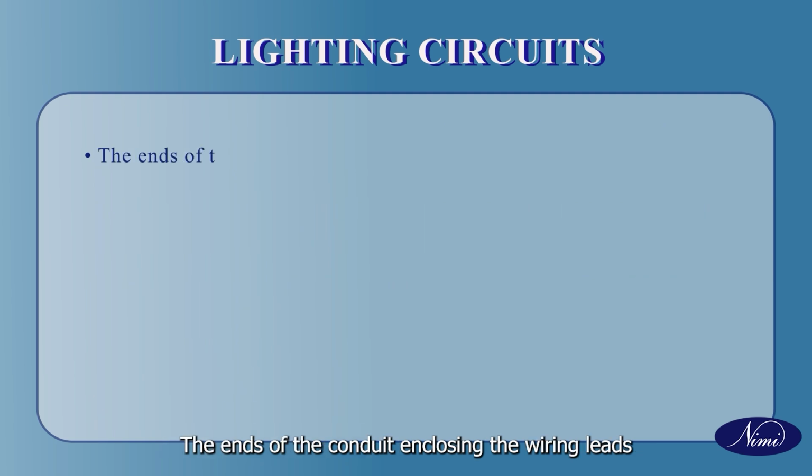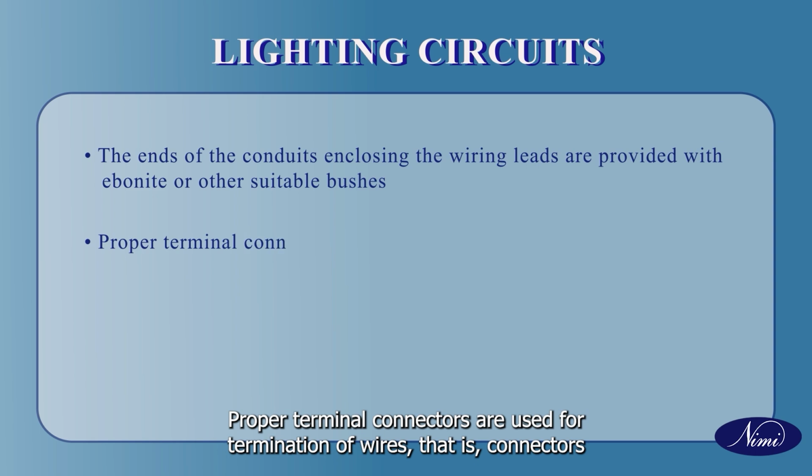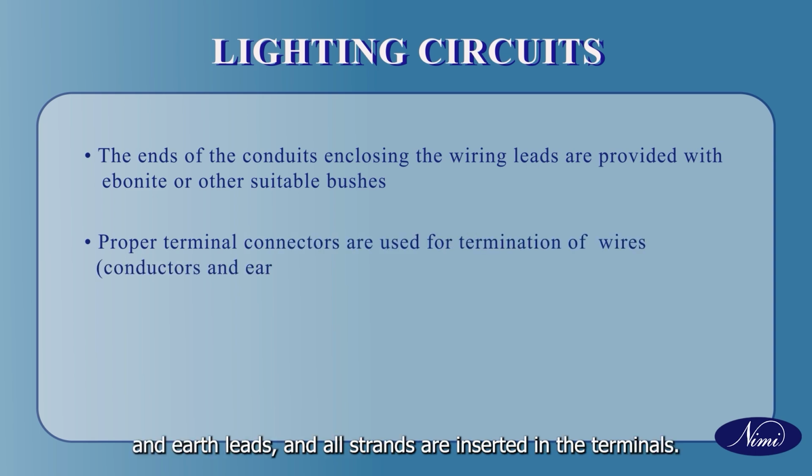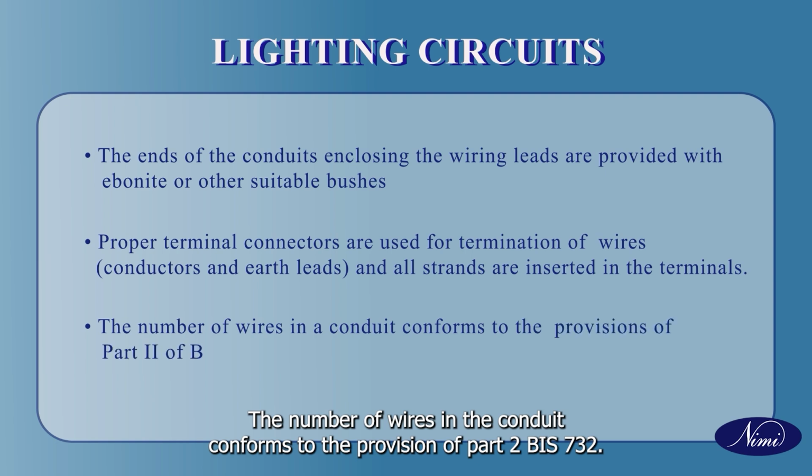The ends of the conduit enclosing the wiring leads are provided with ebonite or other suitable bushes. Proper terminal connectors are used for termination of wires, that is, connectors and earth leads, and all strands are inserted in the terminals. The number of wires in the conduit conforms to the provisions of Part 2 of BIS 732.